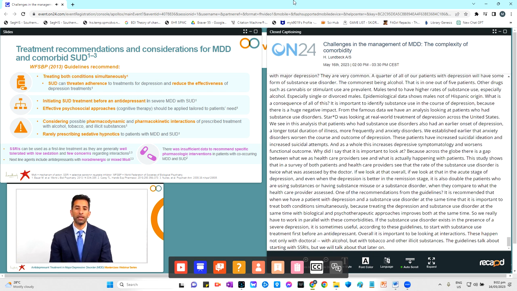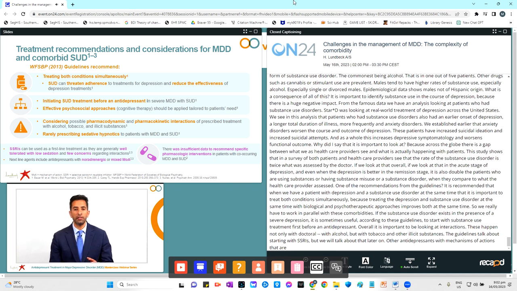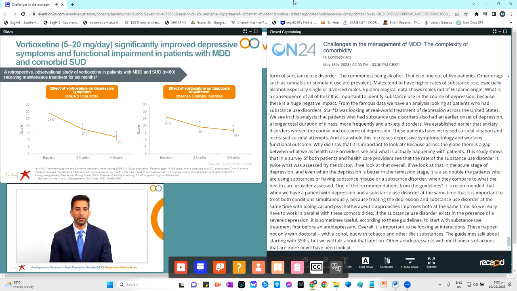And other antidepressants with mechanisms of action that are more novel have been looked at, but there's insufficient data, according to this guideline, to recommend one type of antidepressant over another. Some interesting new data around vortioxetine.